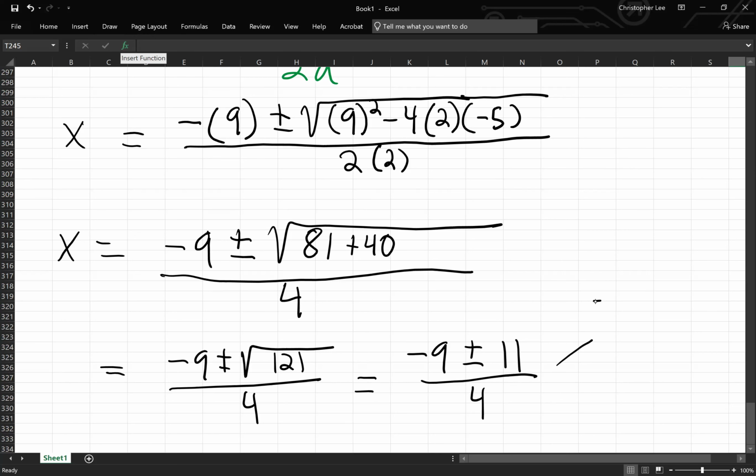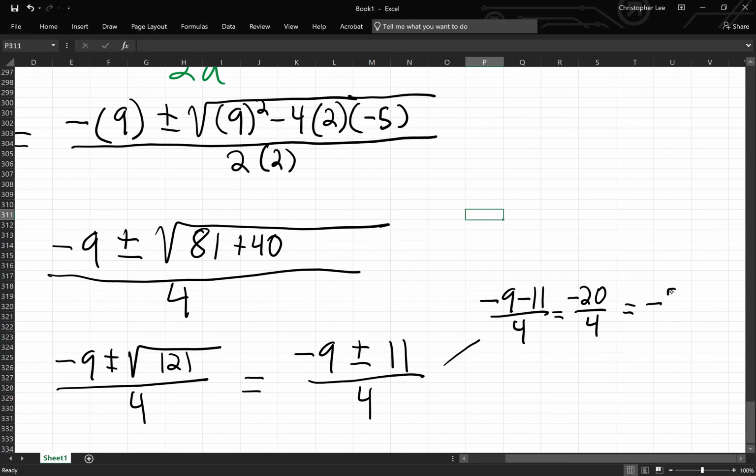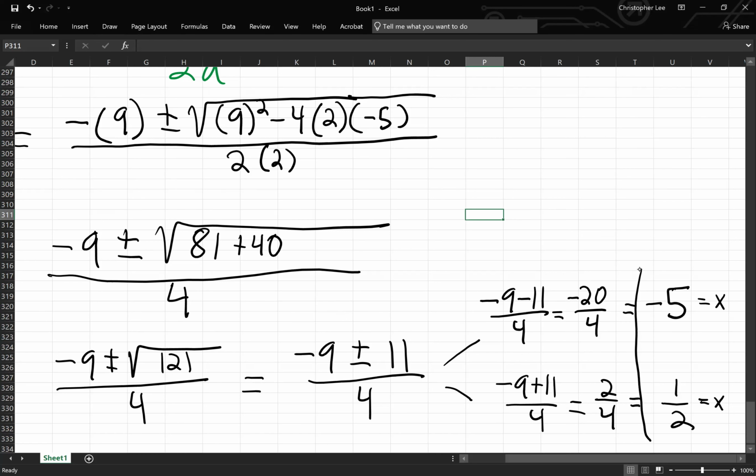So one answer is going to be -9 minus 11 over 4, which will give me -20 over 4, which is equal to -5. And then we have another one that says -9 plus 11 over 4 is equal to +2 over 4, but you could reduce that down and just call that 1 over 2. And then these are my answers. And that's it.